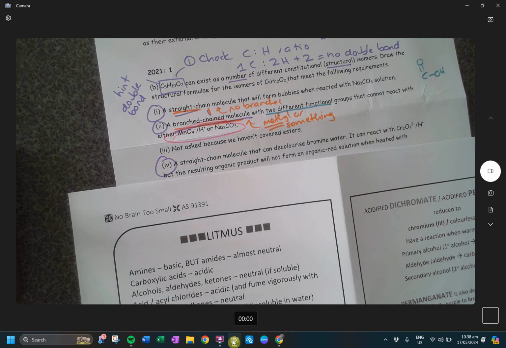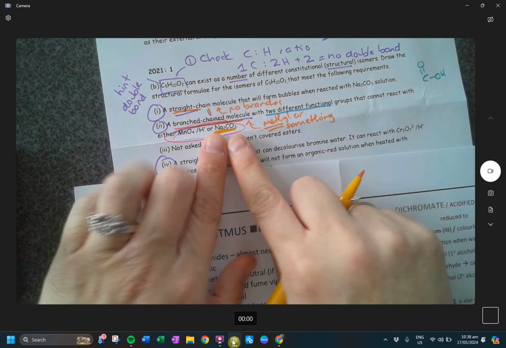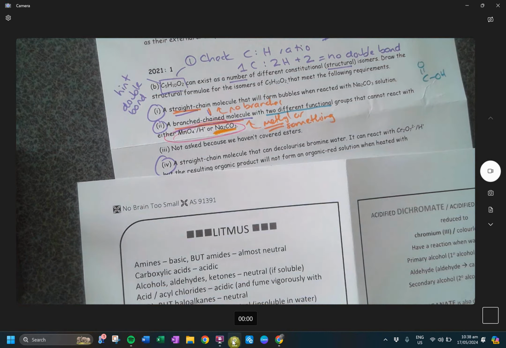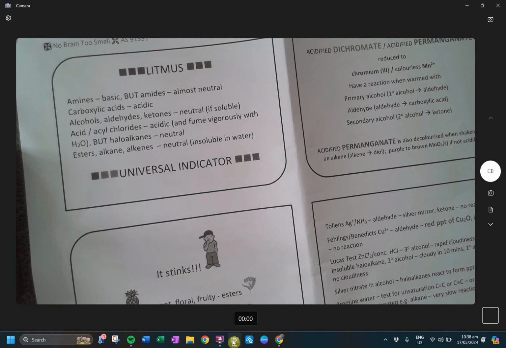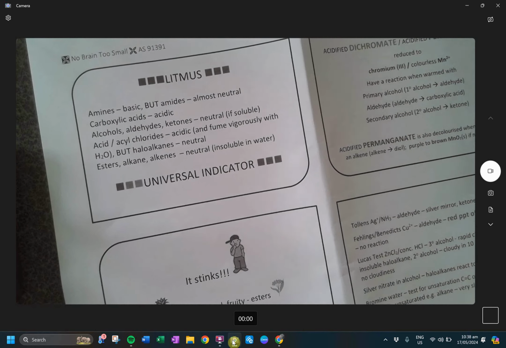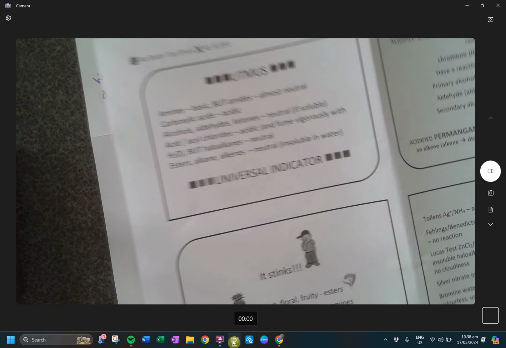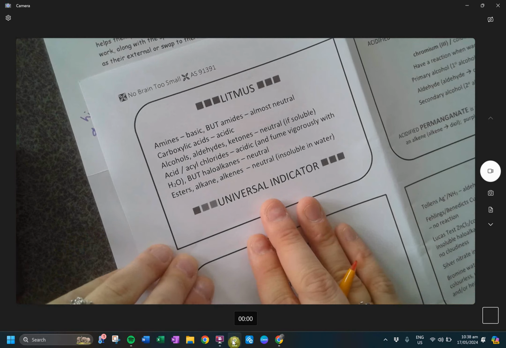So what does that mean? If I look at Na2CO3, I'm basically looking for carbonates, which I hope they've put on here, but they might not have. Let me look. They don't have it on here, so we're going to write it on here.